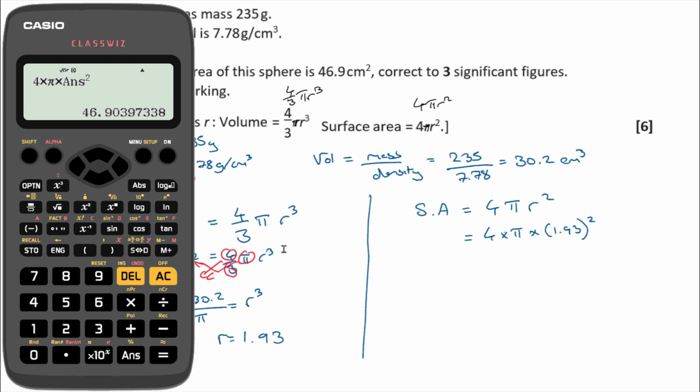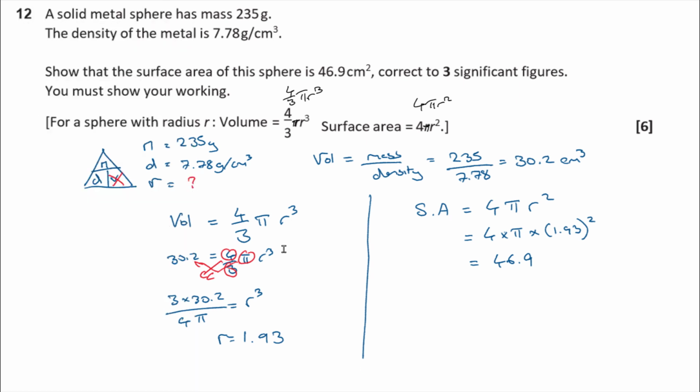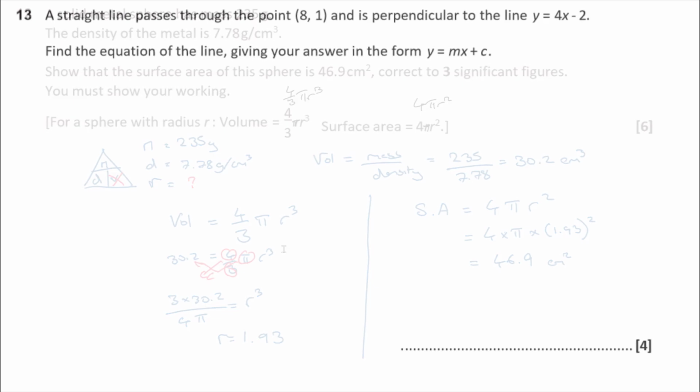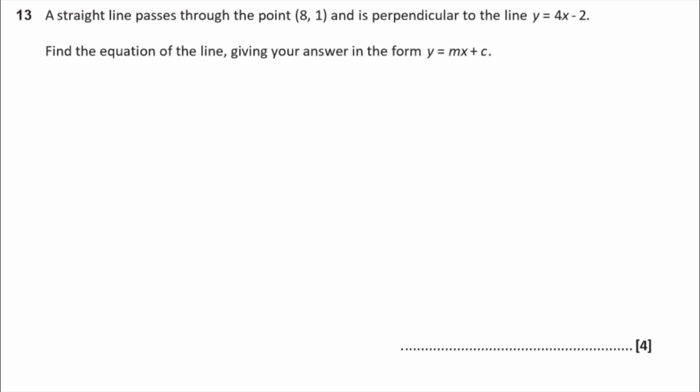And that comes out to be 46.9. Because radius was in centimeters, this is going to be centimeters squared, isn't it? Centimeters squared. Question 13. A straight line passes through the point (8, 1) and is perpendicular to the line y equals 4x minus 2. Find the equation of the line, giving your answer in the form y equals mx plus c.